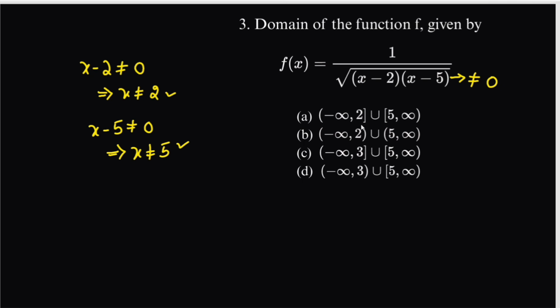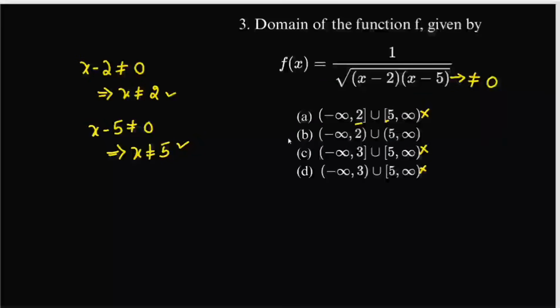So in option A, it is a closed interval here. That means 2 and 5 are included. So this option is discarded. Coming to option C, 2 should not be included, correct? But here you can see 3 is included, that means all the numbers till 3, including the negative numbers, are included. That means 2 is included here. So we discard this option. Similarly, in this option, x should not be equal to 5, but here 5 is included. So this option is discarded.